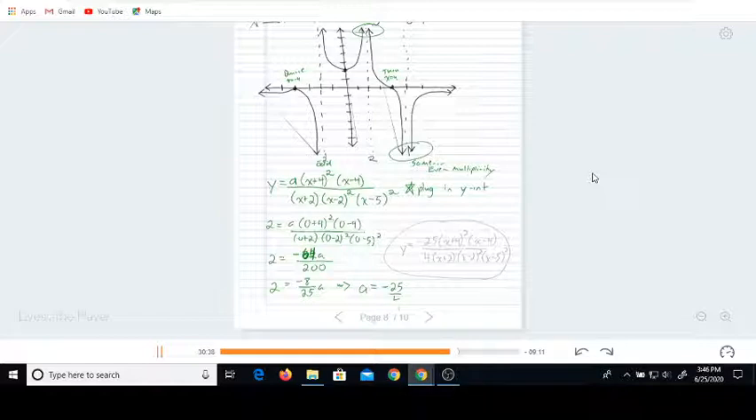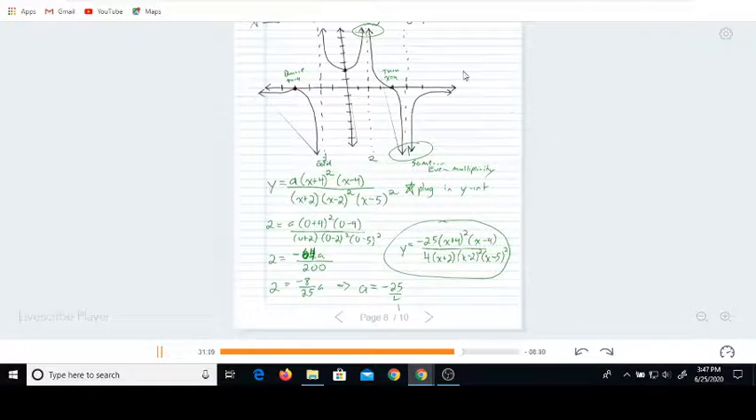Alright, so we can now go ahead and write our function. So that's y equals negative 25 times x plus 4, quantity squared, times x minus 4, all over 4. So that's just that leading coefficient. Our alpha's out front, and then I'm just rewriting the rest of the equation we came up with earlier. And there we have it. Alright, so that's how we get from the graph to the equation.